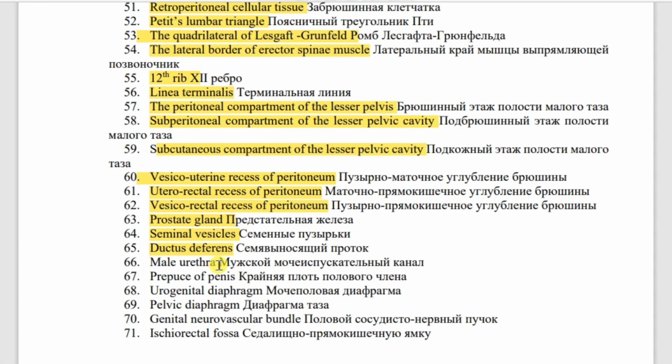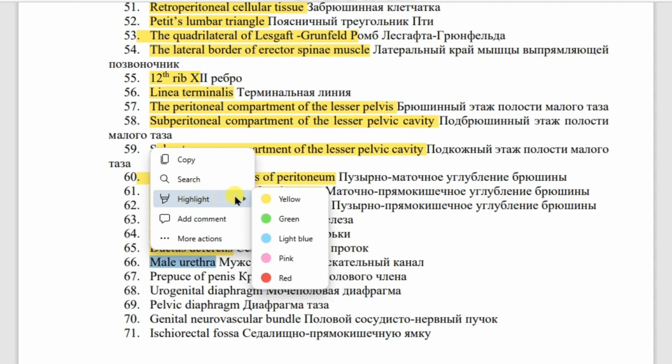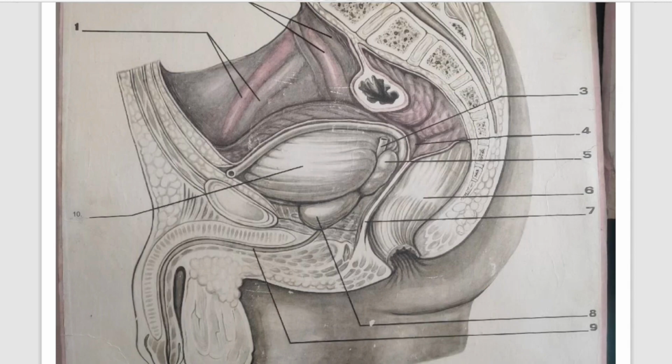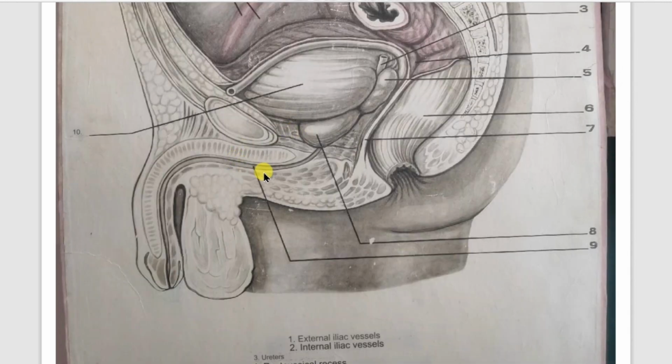Our next structure here is the male urethra. So have a look. Here you can see this is the male urethra. It is a tube. It has two main functions. First is urination and the second one is sperm ejaculation.